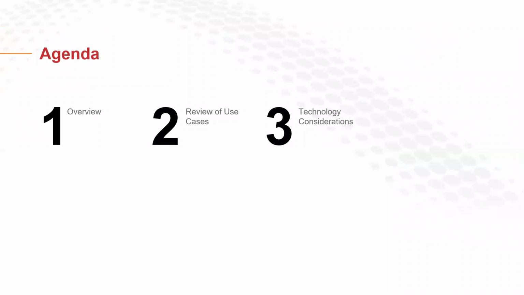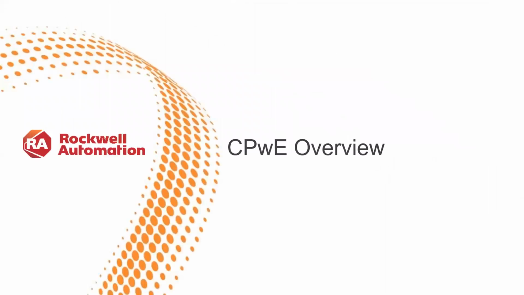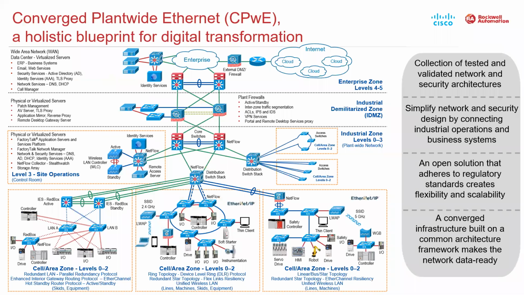So today's agenda, we're going to go over a very brief overview of converged plant-wide Ethernet, CPwE. We're going to review some use cases on why you would want to have the cloud connectivity, and then some technology considerations when you go ahead and implement it. So we're going to begin with the overview.